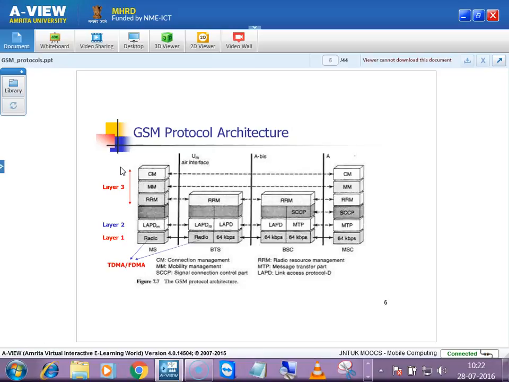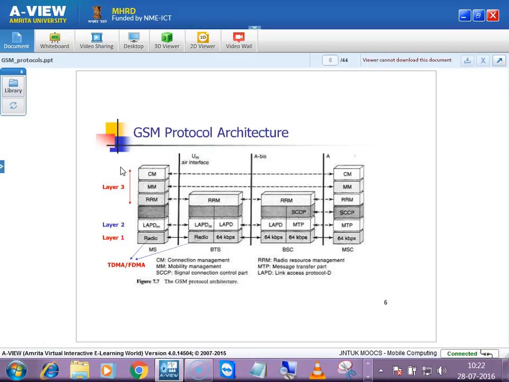So whatever layers are present in the mobile station should be present in the base station, and whenever it is communicating there should be some common layers, right? When the base station is connected to the mobile station there are layers like LAPD, and when the base station controller is connected to the MSC there will be some common interfaces like SCCP and MTP. And in the MSC, the mobile switching center, you will again have the connection management and mobility management.